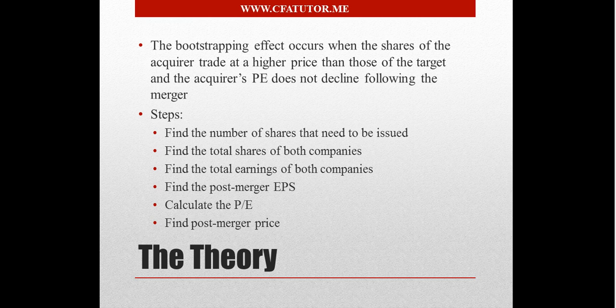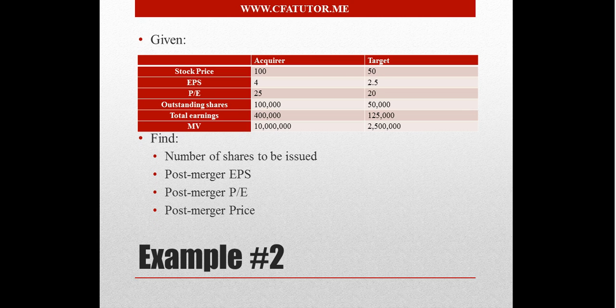We'll have to find the total earnings of both companies. Based on those two figures, the total number of shares and total earnings, we can find the post-merger EPS. Depending on that, we will find the price to earnings ratio, and then depending on market efficiency, we'd be able to find the post-merger price. So let's look at an example that will show us exactly what is meant by it.